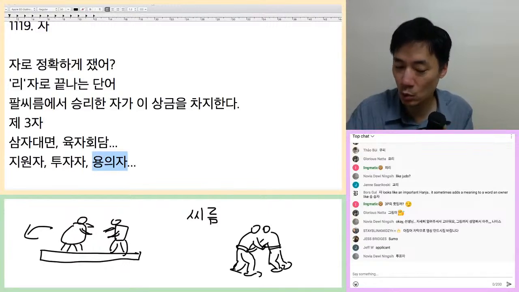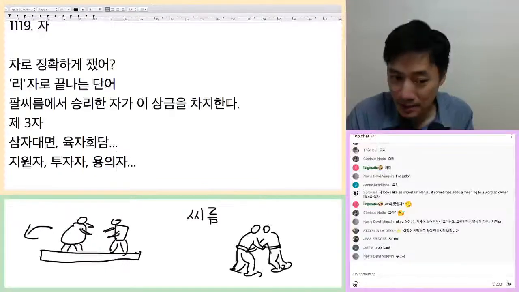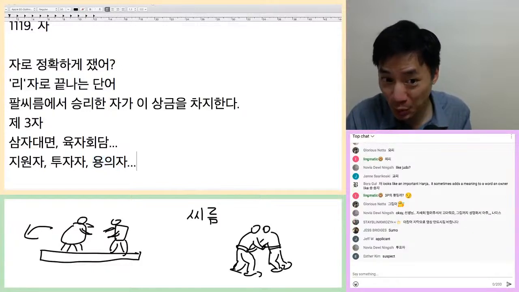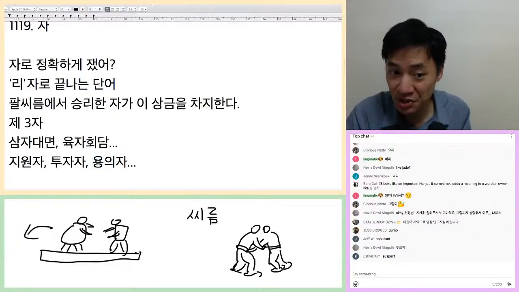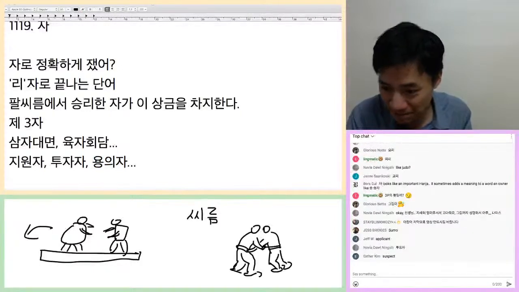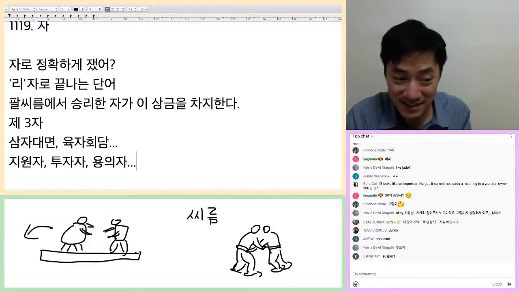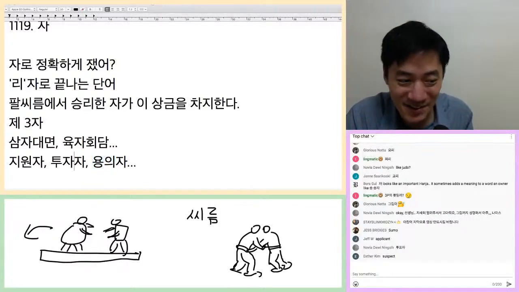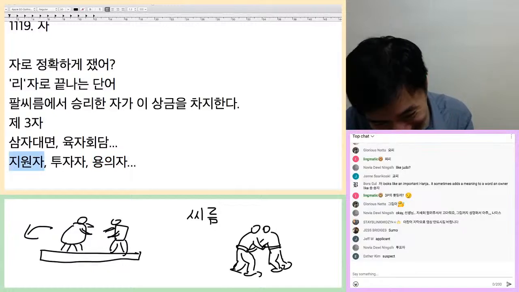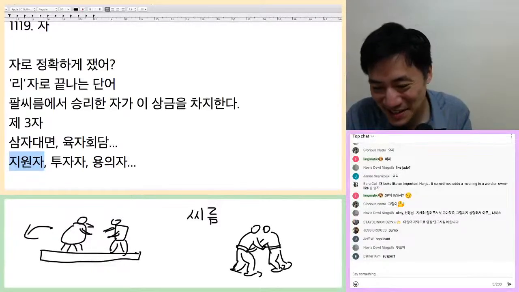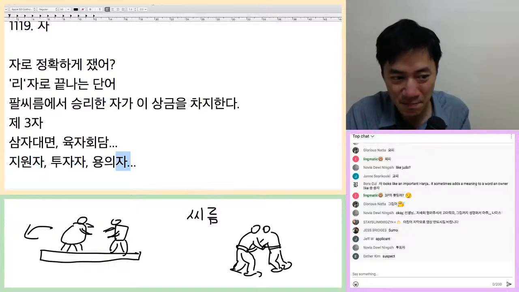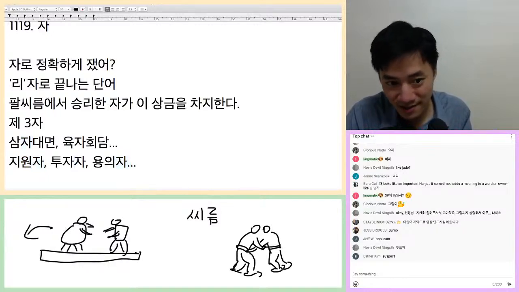Possibly he did that. The 용의자, the person who has 용의. Yeah, 용의자. 투표, the vote. 투표자, person who votes. Suspect, yes. Applicant, that's right. So 자 can be like person, or some third party.